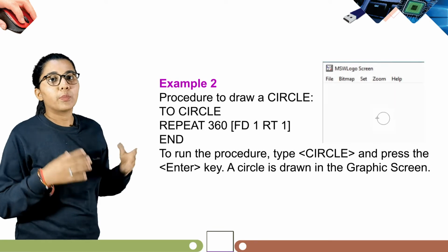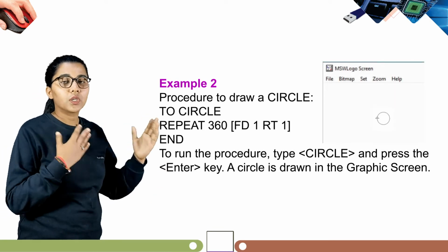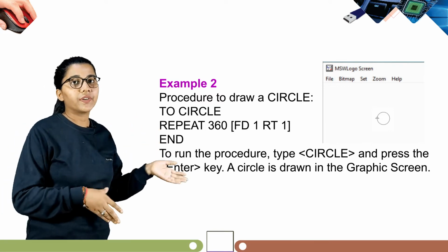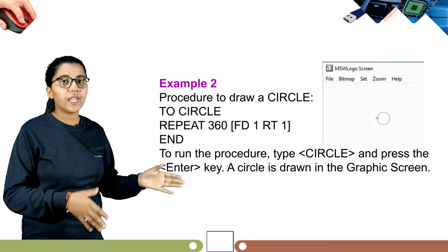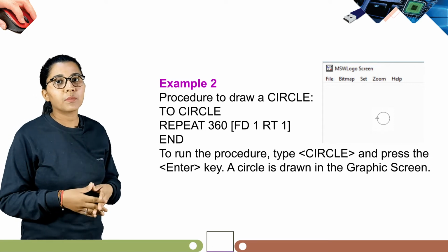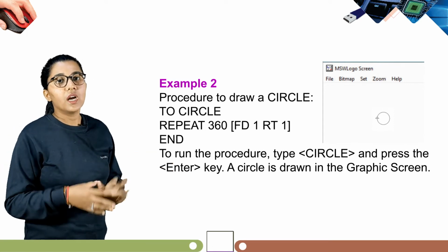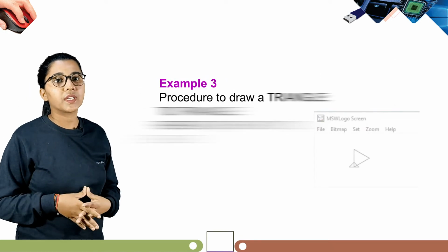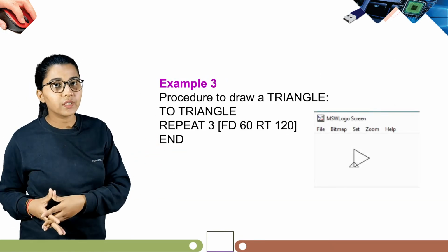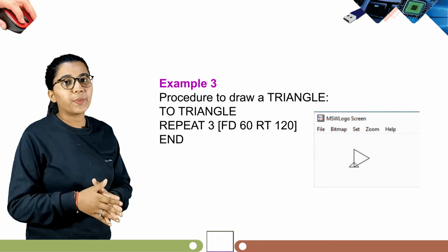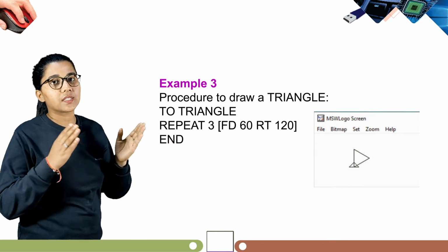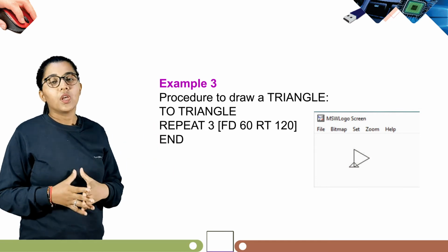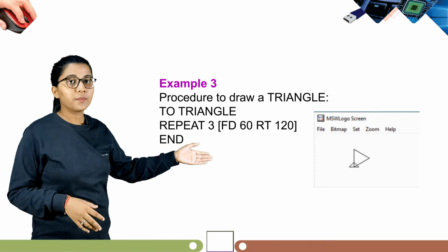Example 2, procedure to draw a circle. TO circle, repeat 360 FD 1 RT 1, then end. To run the procedure, type circle and press the enter key. A circle is drawn in the graphic screen. Example 3, procedure to draw a triangle. TO triangle, repeat 3 FD 60 RT 120, then end. So students, you can see this on your screens.